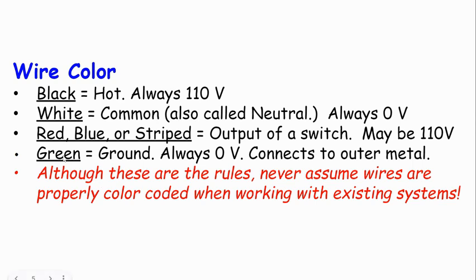And lastly, green is always used for the ground wire. And remember, the ground wire is always at 0 volts. That's your safety wire, and that typically connects to all the outer metal in the circuit, like a junction box or conduit or things like that.